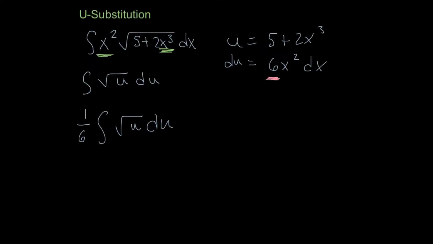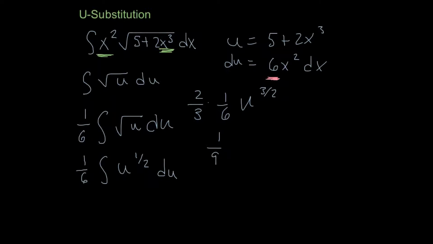Now you can use the power rule. You're going to want to rewrite the square root of u as u to the 1/2. So you have 1/6 the integral of u to the 1/2 du. Now using the power rule, you're going to add 1 to the exponent. You're going to have 1/6 times u to the 3/2 over 3/2, which is the same as multiplying by 2/3. So this fraction is going to be 2/18, so we're going to simplify that down to 1/9 times u to the 3/2 plus c.